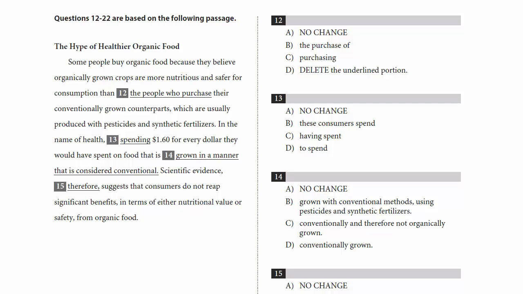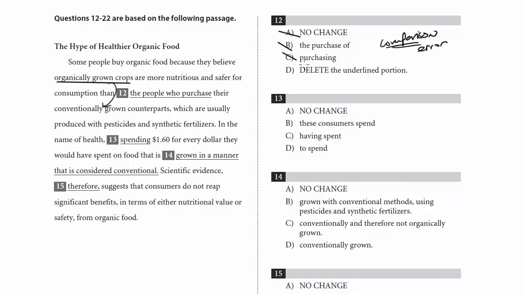So what's going on here in number 12? Actually, what we have here is a comparison error. Notice we are comparing, on the one hand, organically grown crops. We're saying they are more nutritious and safer for consumption than the people who purchase their conventionally grown counterparts. Here, we want to compare the organically grown crops to the conventionally grown crops, not to the people. This is a comparison error because we're comparing people to crops, and we want to compare crops to crops. So A is not going to be good.